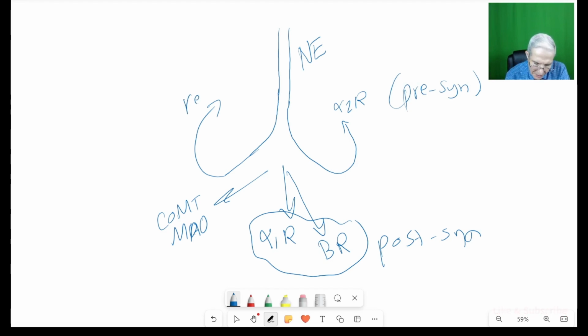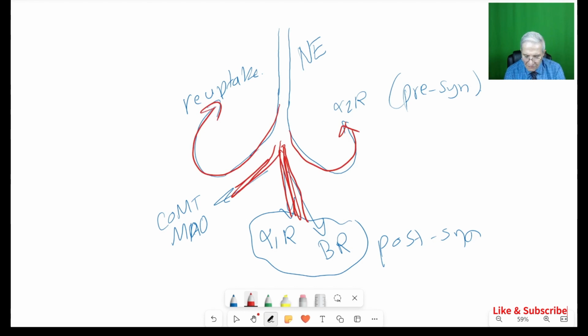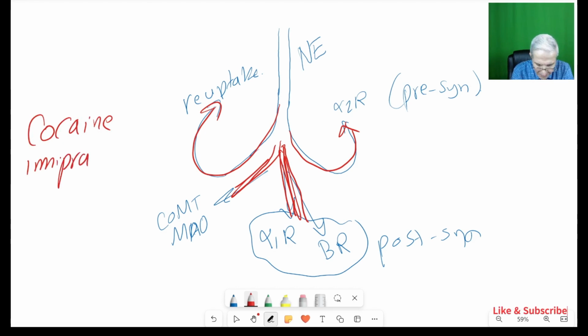Here we have reuptake. So we have several pathways, and we already presented the medication effects. We are not going to present them here again. You can see the flow here: number 1, number 2, number 3, and then number 5. So cocaine and imipramine inhibit reuptake. So what happens if you inhibit reuptake?